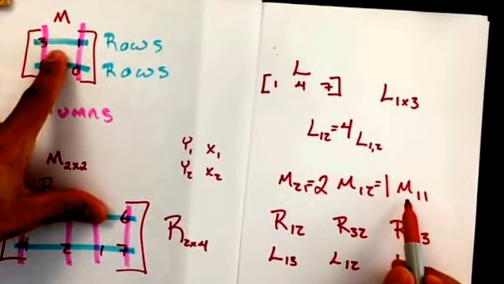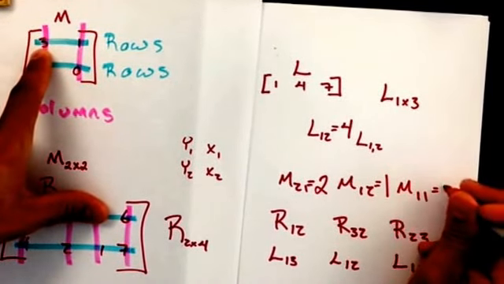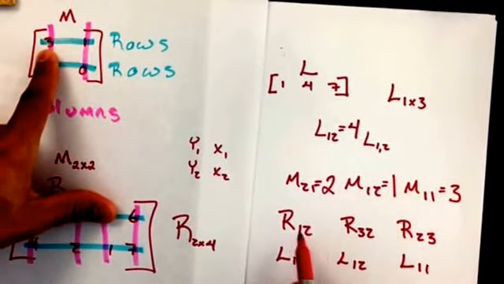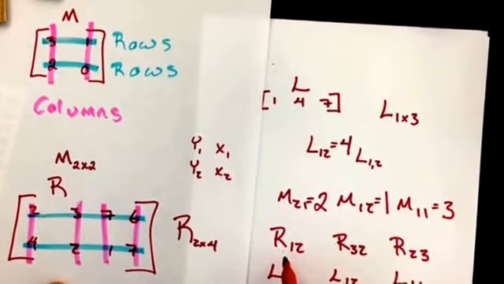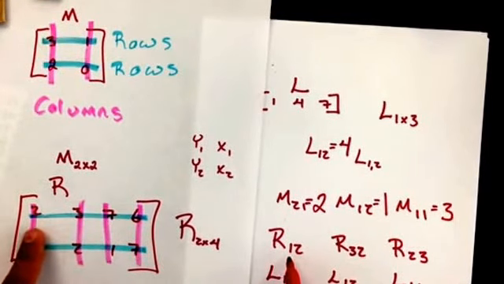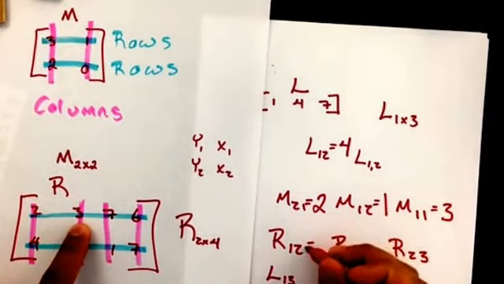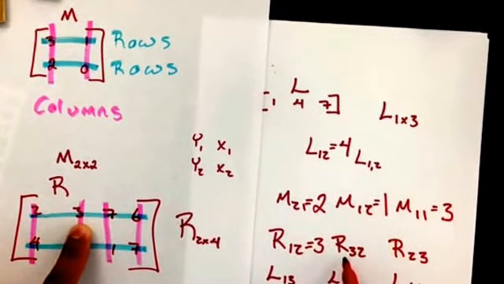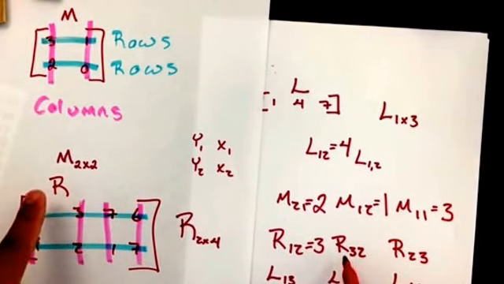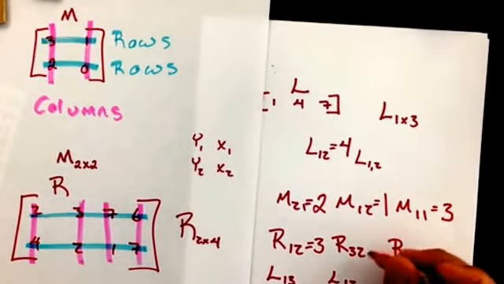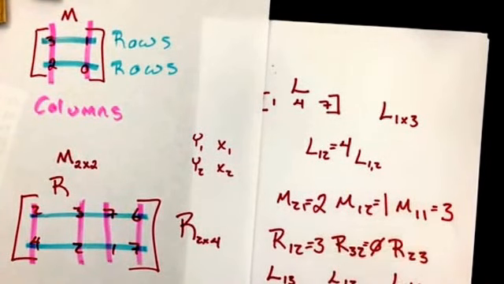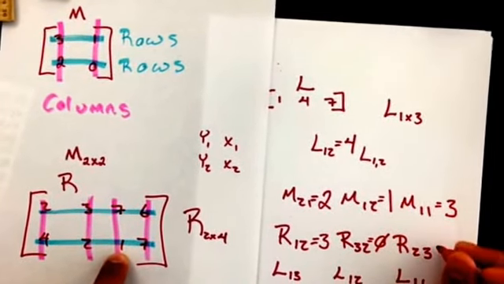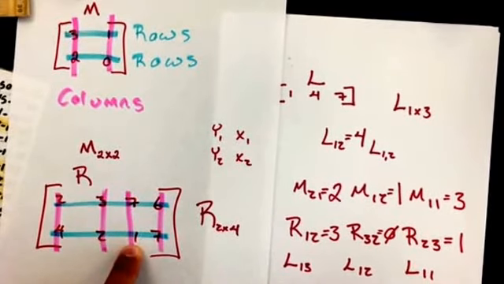Matrix M, this one. Row 1, this one. Column 1, 3. Matrix R, this one. Row 1, this one. Column 2, it's 3. Matrix R, this one. Row 3, I don't have one. So this is no solution, not possible. Matrix R, this one. Row 2, this one. Column 3, this one, equals the number 1.